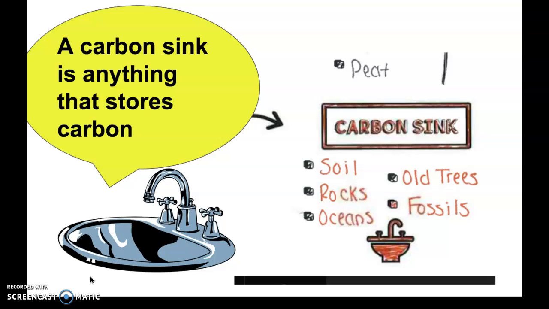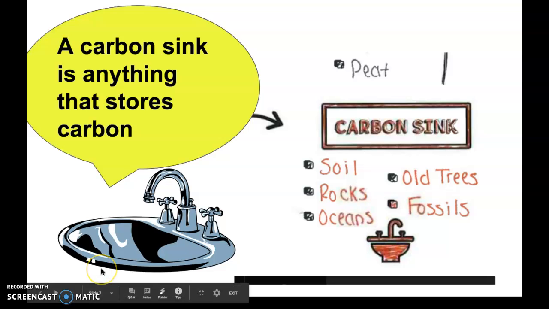Now, all of what we've talked about right now is a very natural process. Humans don't really have any part, except we do eat, and we are part of this. We didn't mess this part up. All of this is natural. So if this were left alone and this was the end of the story, we wouldn't be talking about greenhouse gases or climate change or the greenhouse effect.